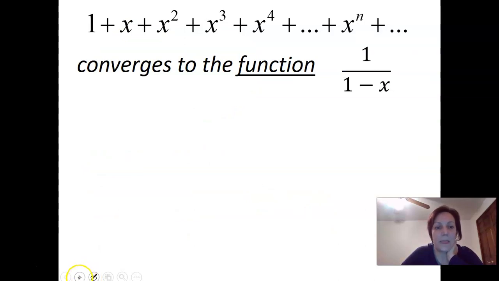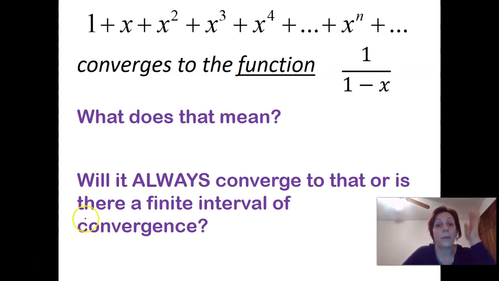Okay, that series is converging to a function. So what that means, again, is that in its infinite form, this series would exactly match this function. Now, it's not always going to match that function. And this is where interval of convergence comes in. Okay, this series is good. In other words, it converges as long as r is less than 1.